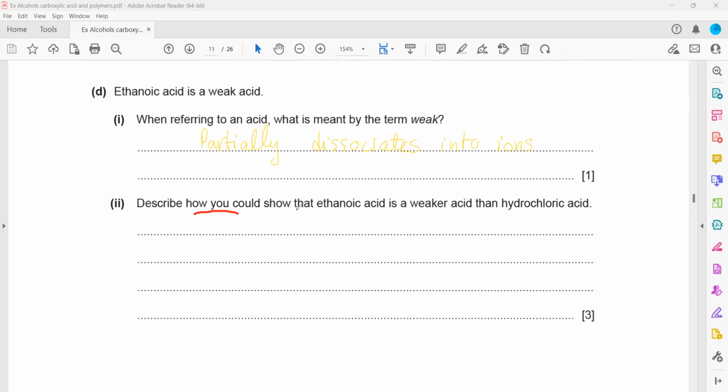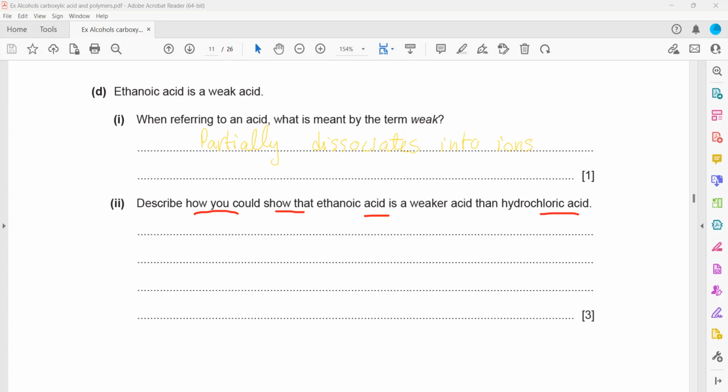Describe how you could show that ethanoic acid is a weaker acid than hydrochloric acid. Use universal pH indicator; the one with the lower pH is the stronger acid, as it has more ionization. What else can you say? You can add a metal; the one which gives rapid effervescence gives more carbon dioxide. To score 3 marks, there are different methods.